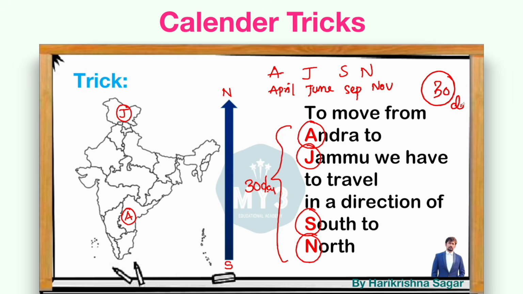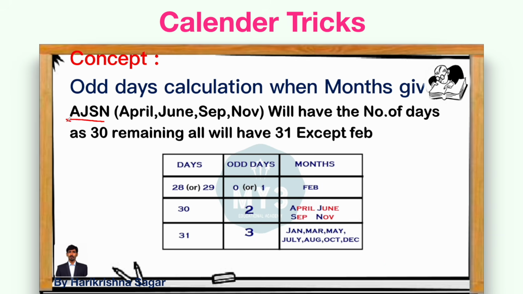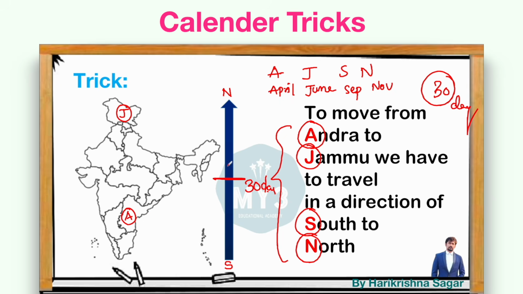30 days means 2 odd days. Remaining all have 31 days, which means odd days are 3, except February. So to conclude this trick, remember this statement: AJSN, AJSN, April, June, September, November will have the number of odd days as 2. Remaining all will be 3 except February. Remember this statement. This is a code we will be using in solving the questions of the second type. And while you are traveling, you will definitely reach the midpoint. Similarly, out of 12 months, the mid month is going to be 6, since 12 by 2 is 6.